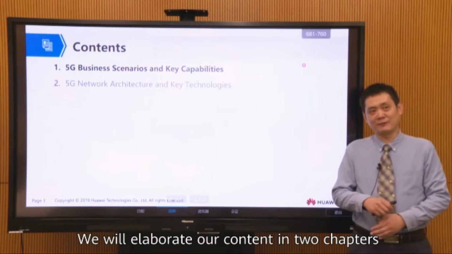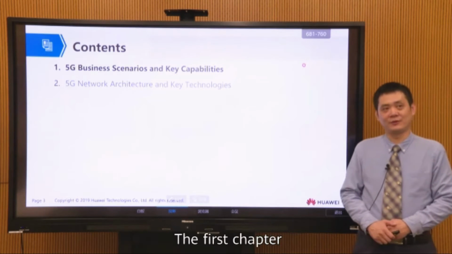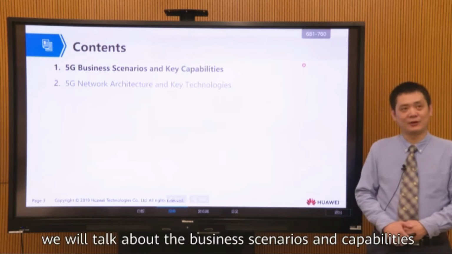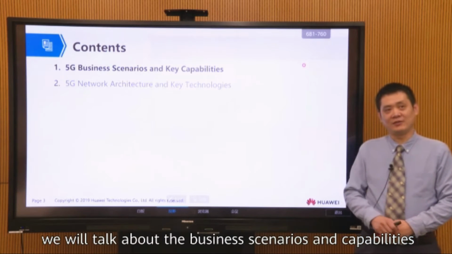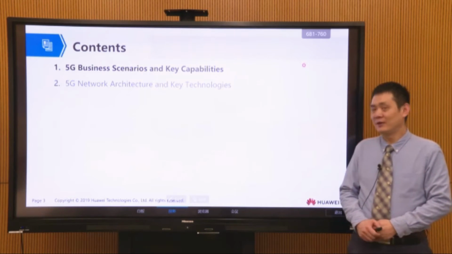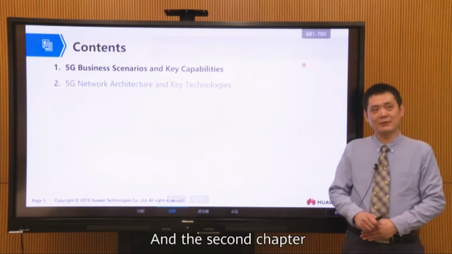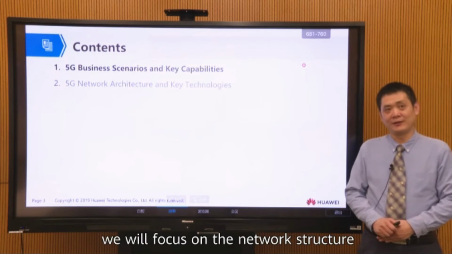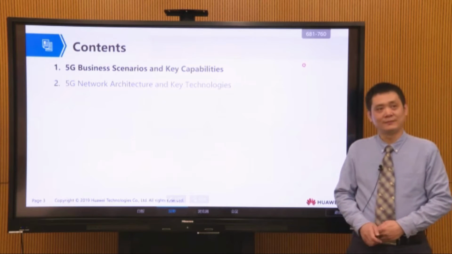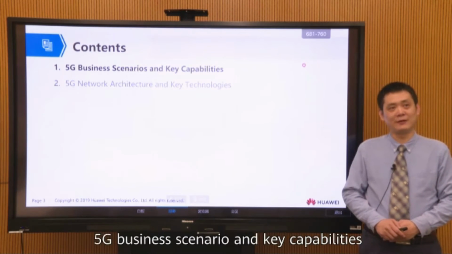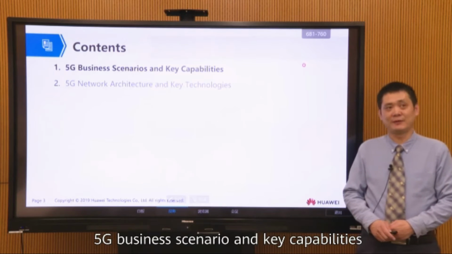We will elaborate our content in two chapters. In the first chapter, we will talk about the business scenarios and the key capabilities. It's just a brief review of the previous course. And in the second chapter, we will focus on the network structure and the key technologies. Now, let's start with the first one, 5G business scenarios and key capabilities.